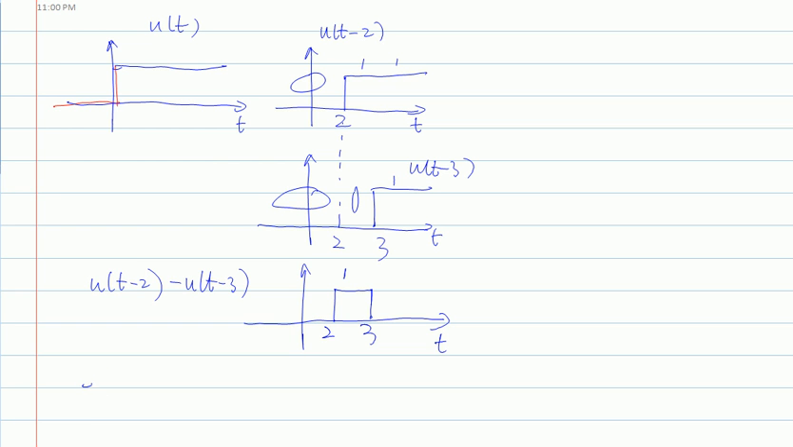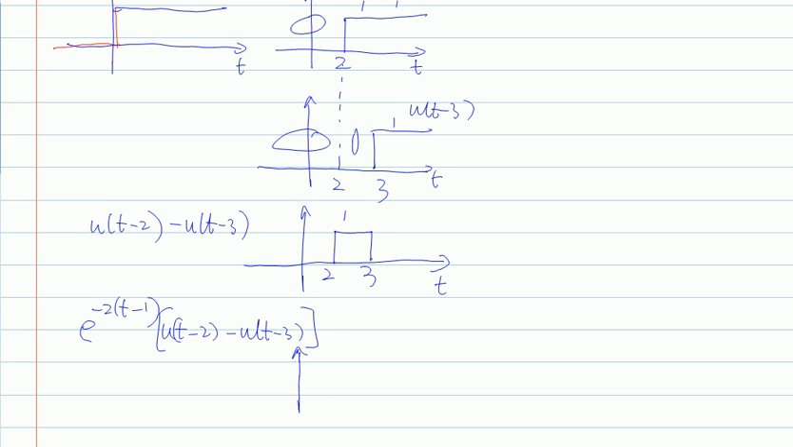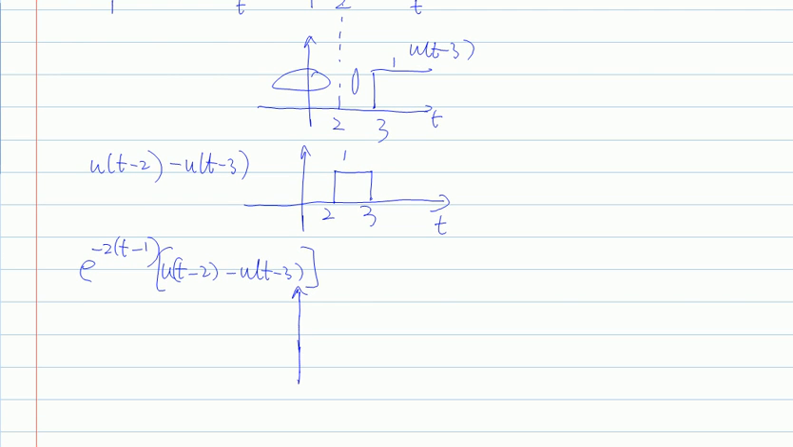For some cases, I might have, let's say, e to the power of negative 2 times (t minus 1), multiplied by u of t minus 2 minus u of t minus 3. When you multiply this, the first step is you draw the graph of this exponential function. This exponential function is an exponentially decaying function, and it will look like this. When t is 0, this number here is e to the power of 2.